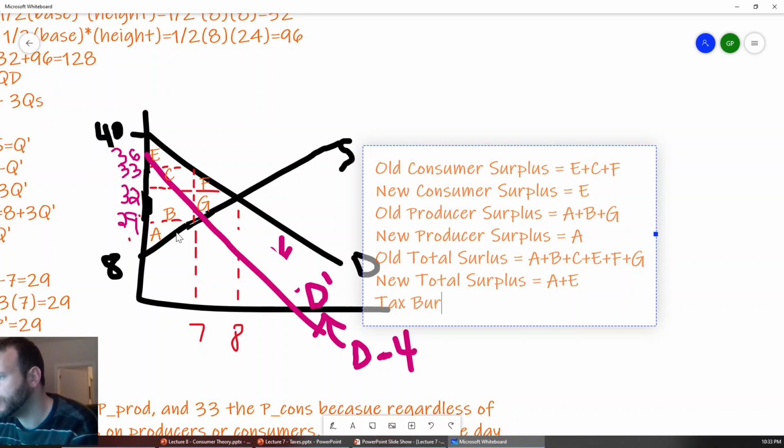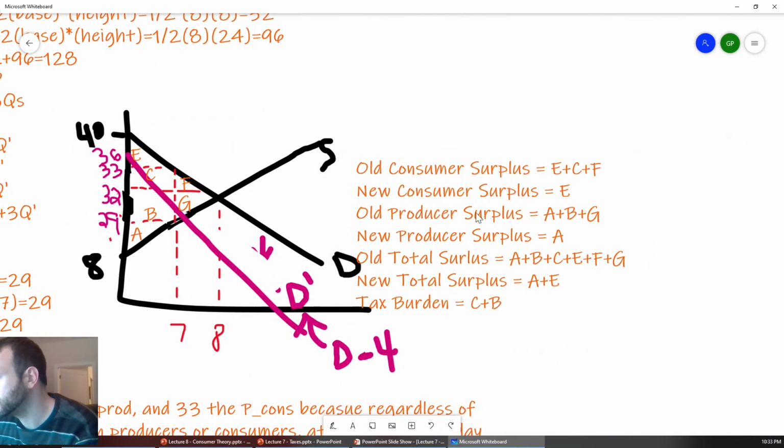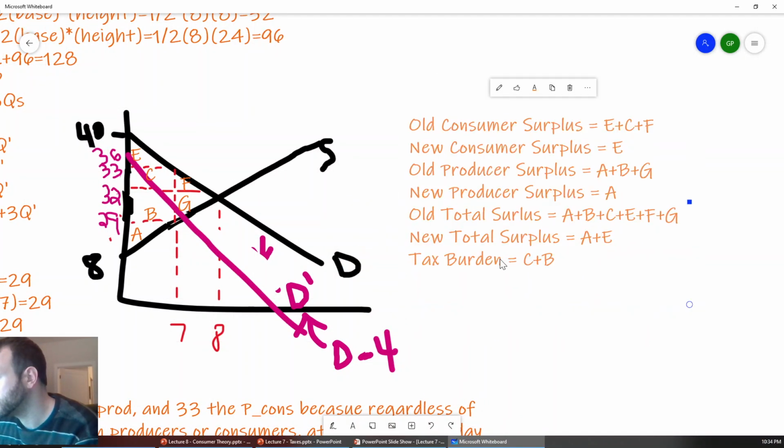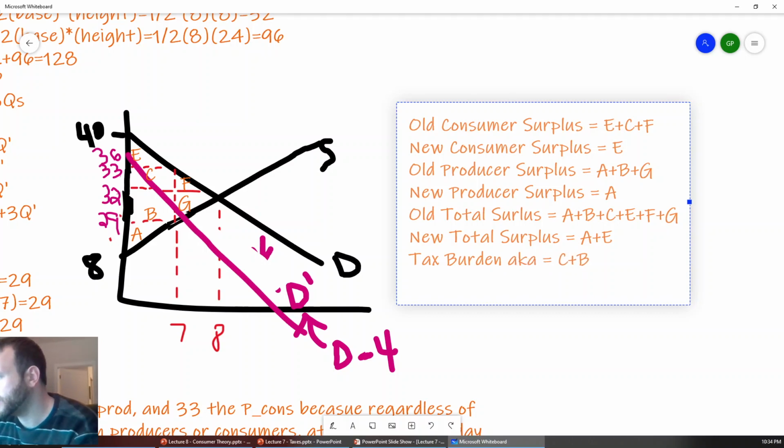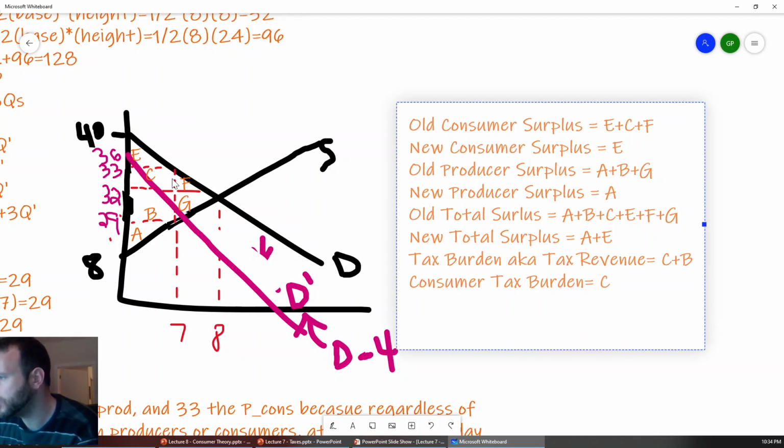Tax burden is going to be your C plus B, AKA tax revenue. You can call it whatever, it's the same thing. Consumer tax burden is going to be the part of the tax burden that's borne by consumers that used to be consumer surplus. So what's that? If you're looking at it, it's just going to be C.